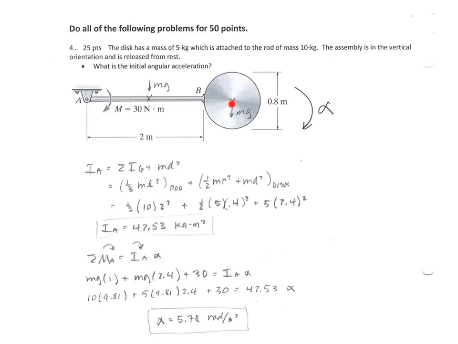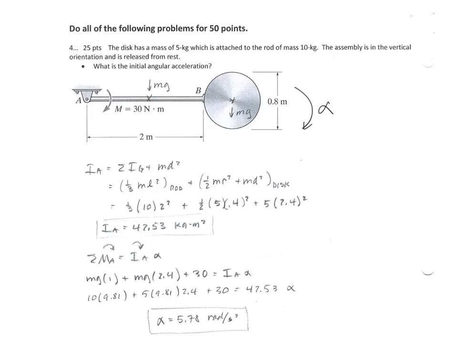Now, a lot of you messed up this 1/3 ml squared, so let me just explain that briefly. If a bar is rotating about its end, it is 1/3 ml squared. If you want to, you're certainly welcome to use 1/12 ml squared plus md squared, and you'd get the same numbers when you get done with it.